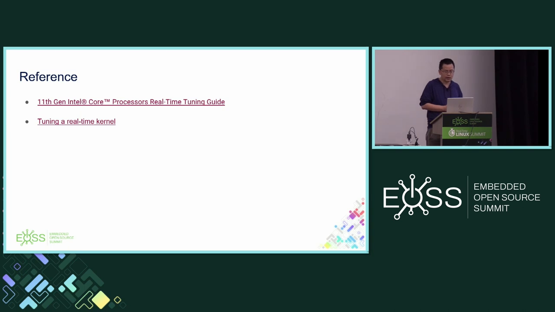It has specific features such as cache allocation and TSN or TCC related features. It's different from the desktop or laptop CPU. If you use the CPU for industrial, medical, or communication, please ping our marketing. They will have much more detailed information for that. The second is just a blog on tuning a real-time kernel. It's pretty good.